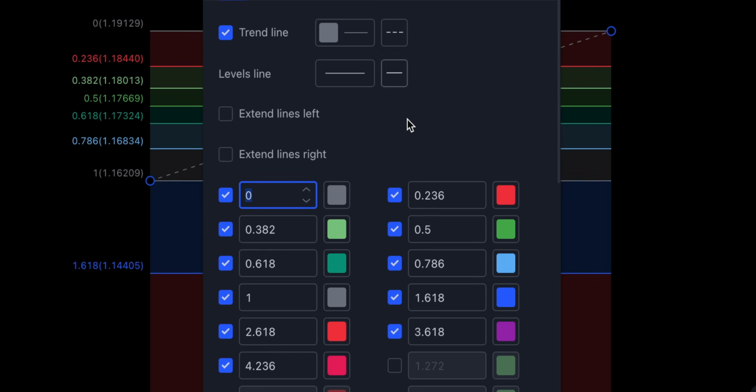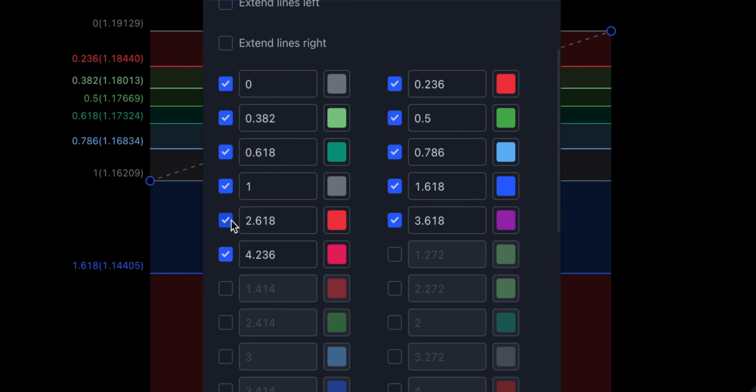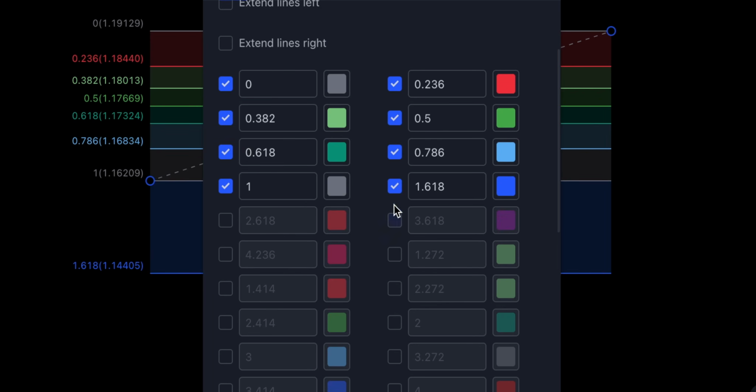You see, the Fibonacci retracement tool consists of multiple levels, but most of them are pretty much useless. So my recommendation would be to only use the top two levels, which are 38.2 and 61.8. You can remove all the unnecessary levels by accessing the Fibonacci settings and disabling them, just like I'm doing right now.